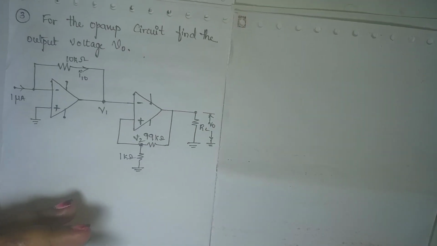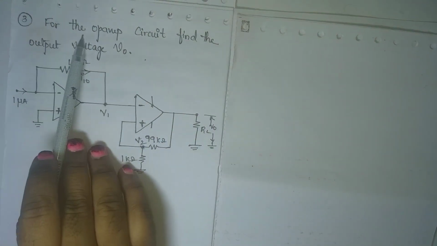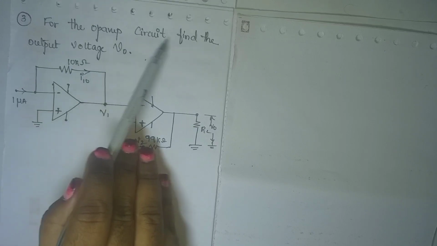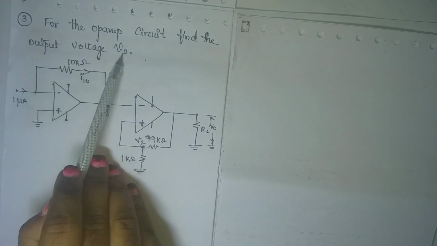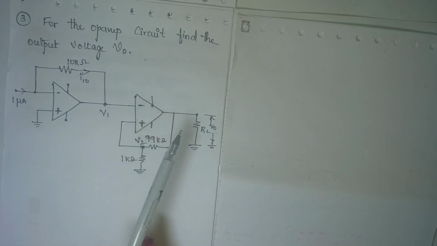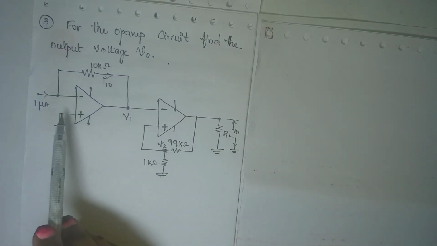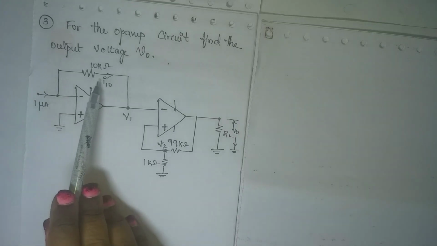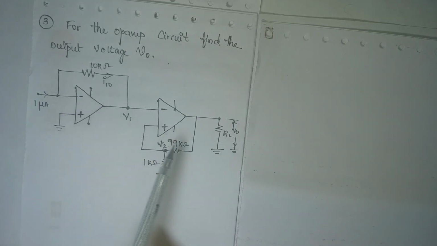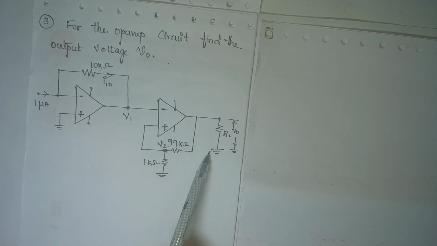So the next problem is a simple problem where for the OpAmp circuit, find the output voltage V0. You need to find the output voltage V0. Even though the circuit seems to be slightly bigger, it is very simple. Here you have an inverting amplifier, and this is an inverting amplifier again.